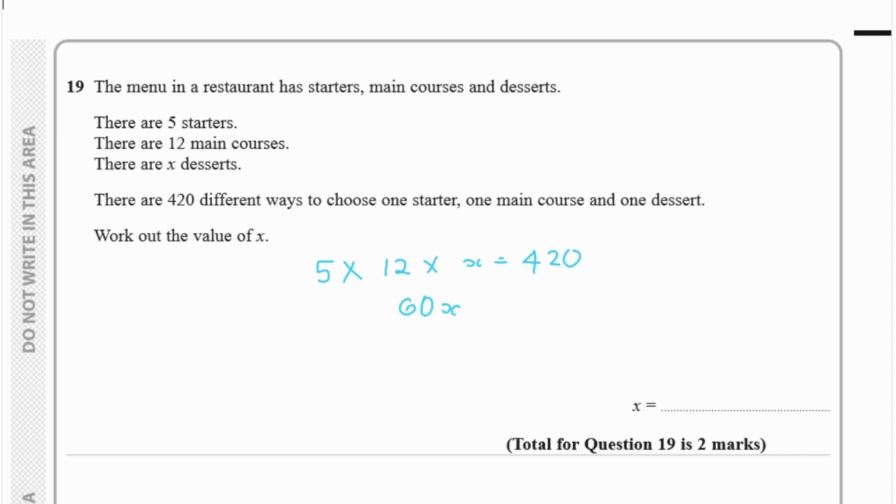So if we simplify this equation, we will now have 60x is equal to 420. And if we divide both sides by 60, we will have 420 divided by 60, which gives us 7. So we would get 1 mark here for being able to form an equation using product rule. And our final mark would be for getting a correct answer of x is equal to 7.